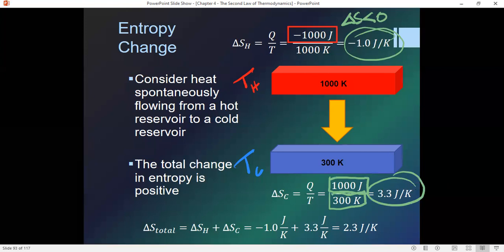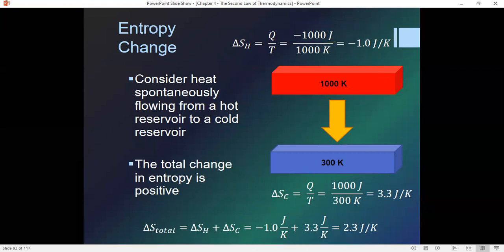So I lose entropy up here in the hot reservoir, and I gain entropy in the lower reservoir. I lose 1, I gain 3.3, and the net change in entropy is 2.3 joules per Kelvin. Okay, so clearly what we can see here is an irreversible process. This is heat flowing from a hot reservoir to a cold reservoir, and that corresponds to an increase in entropy of the system and an increase in entropy of the universe.